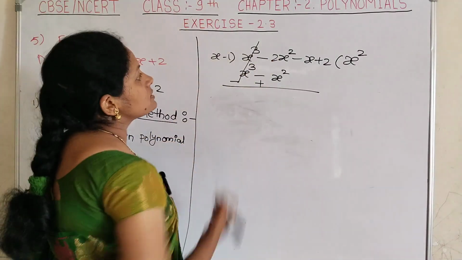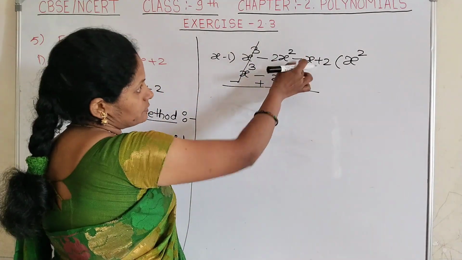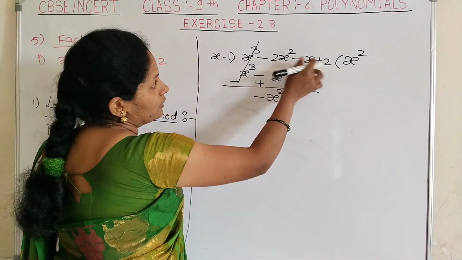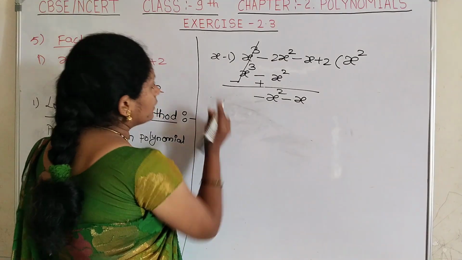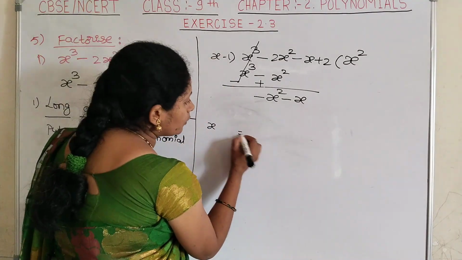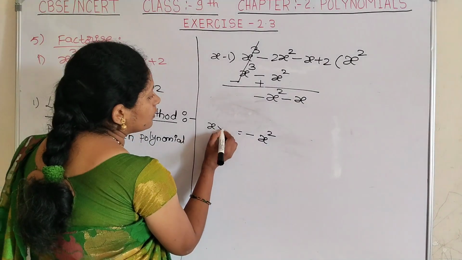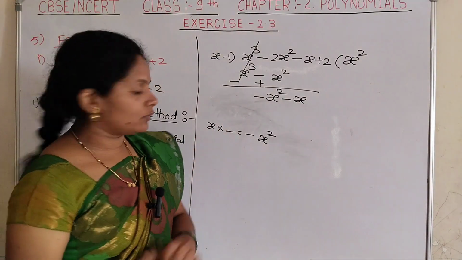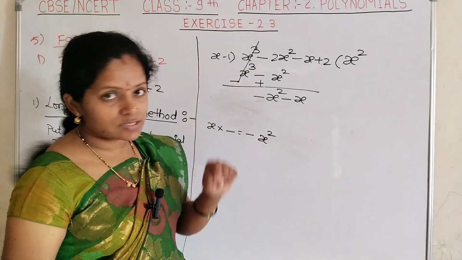Plus x cube and minus x cube get cancelled. Minus 2x square plus x square, what will remain? Minus x square. This will be minus x. Now we have x and we want to get minus x square. Then by which term do we have to multiply the x so that we can get minus x square?